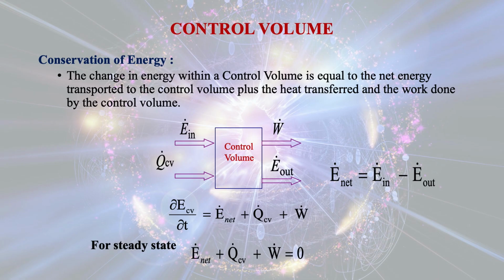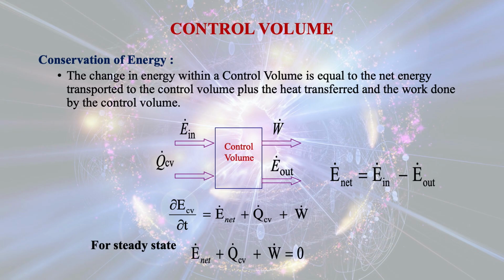For the same control volume, which is also called an open system, we are discussing the conservation of energy. Here you see that E dot in is the rate of energy entering the control volume, E dot out is the rate of energy leaving the control volume, and Q dot CV is the rate of heat entering the control volume, and W dot is the rate of work done leaving the control volume.